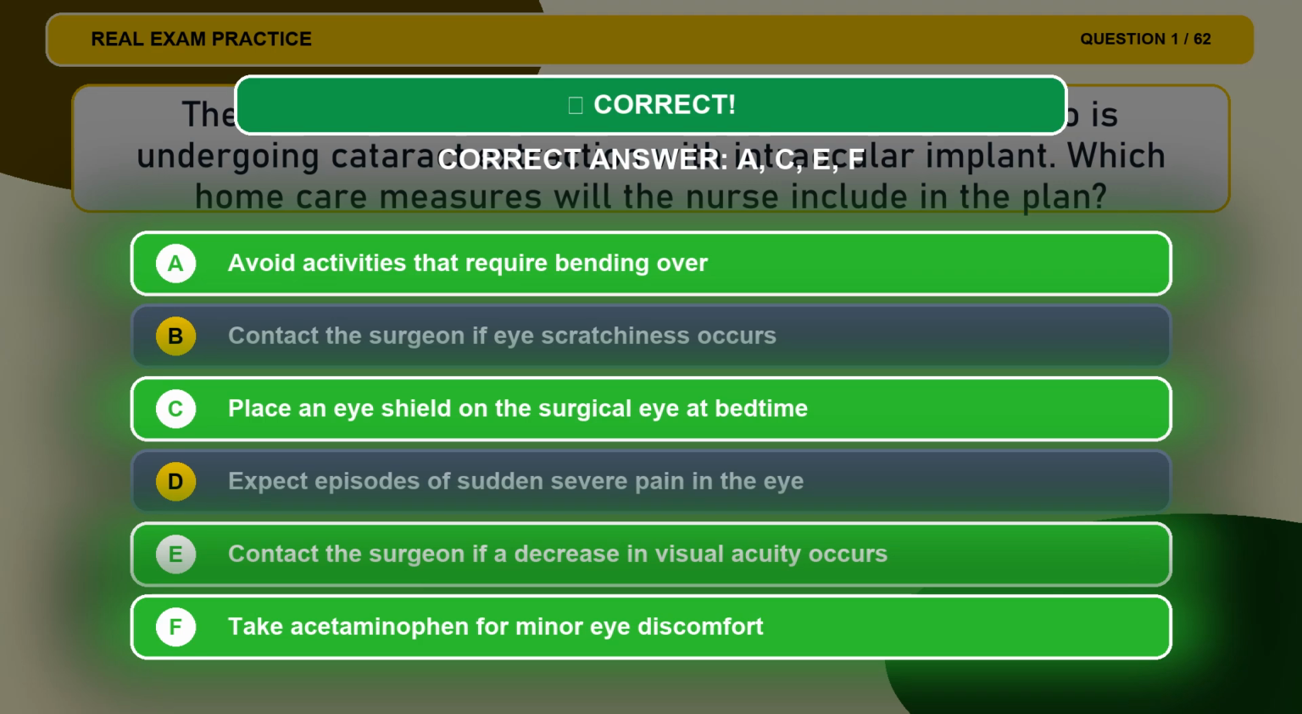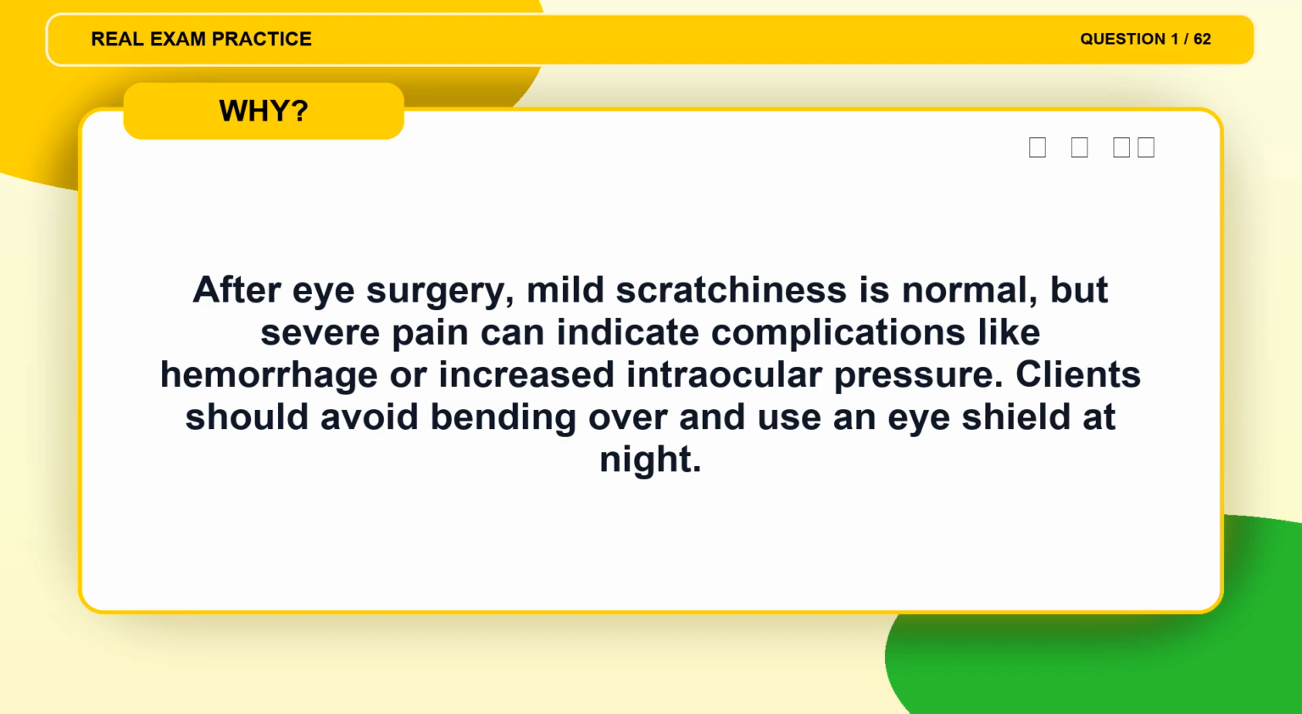The correct answers are options A and C and E and F. Avoid activities that require bending over. Place an eye shield on the surgical eye at bedtime. Contact the surgeon if a decrease in visual acuity occurs. Take acetaminophen for minor eye discomfort. After eye surgery, mild scratchiness is normal, but severe pain can indicate complications like hemorrhage or increased intraocular pressure. Clients should avoid bending over and use an eye shield at night.